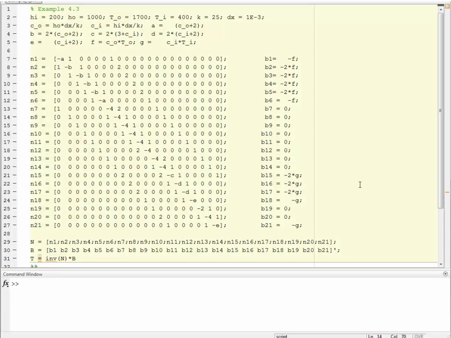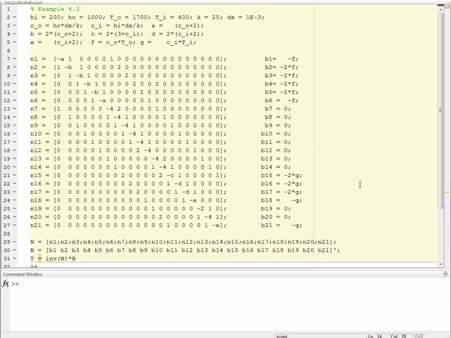Once you are done with the derivations, you're going to notice that you have 21 different equations for 21 different unknowns. The method that we're going to solve is to create a system of equations in the form of AX equal to B. Then we're going to solve the system for X by simply taking the inverse of A times the vector B. The first step is to create the matrix.